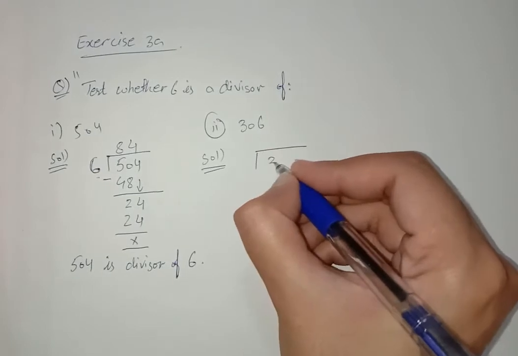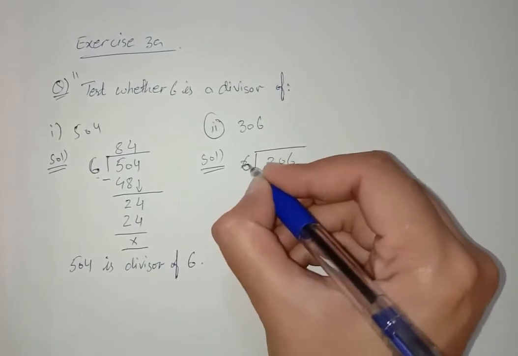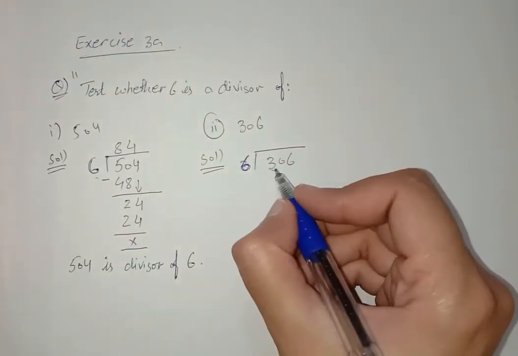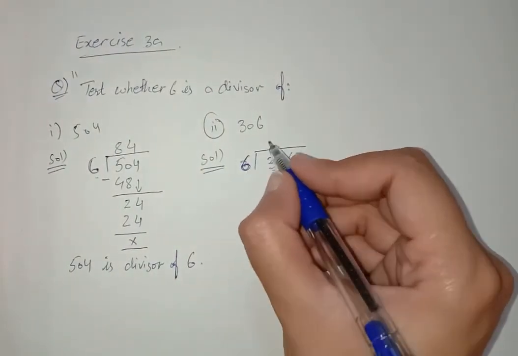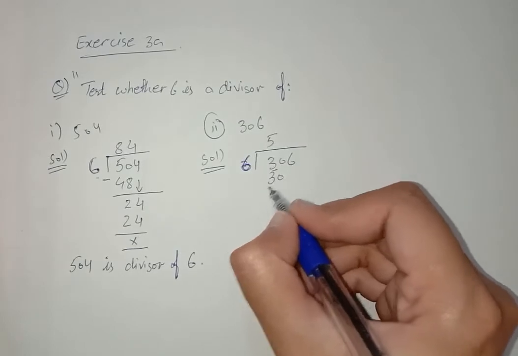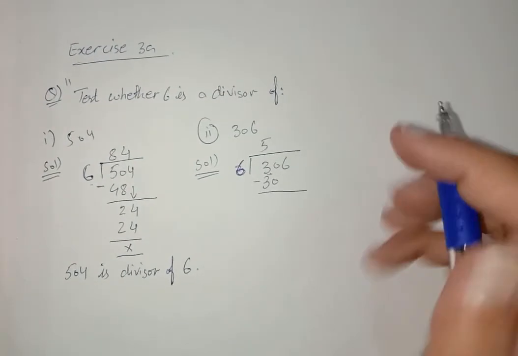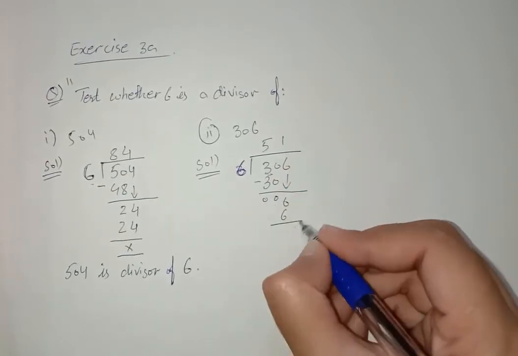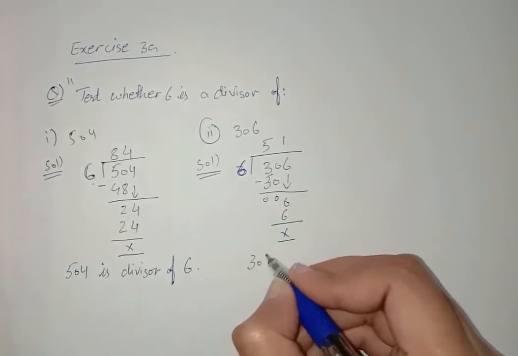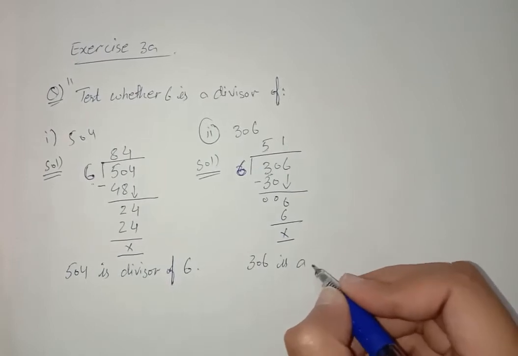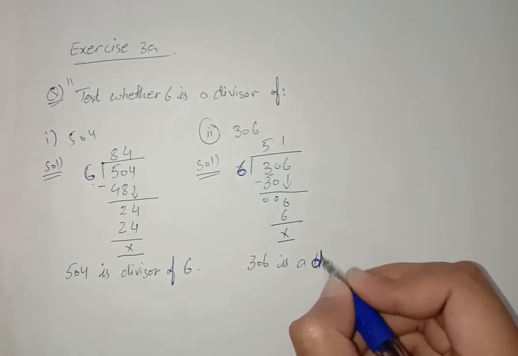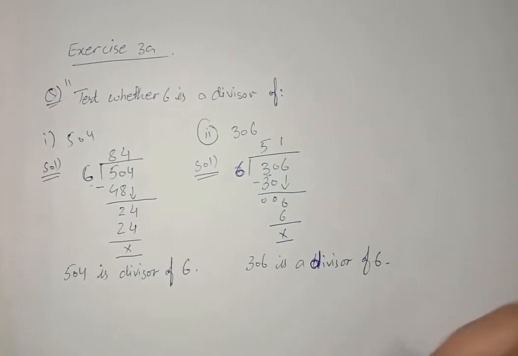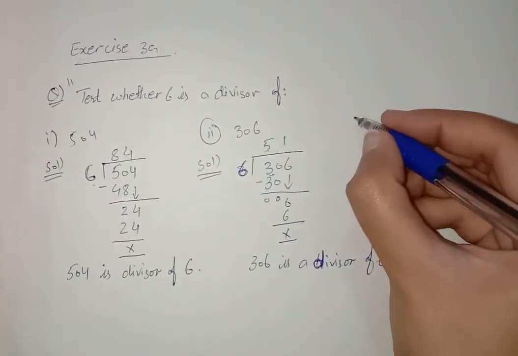Now move towards our question number 2, which is 306. We have to divide 306 by 6. Okay. Does 30 come in the table of 6? Yes. 6 5s are 30. If we subtract both of these, the answer is 0 and then 6. And 6 1s are 6. So 6 is a divisor of 306.